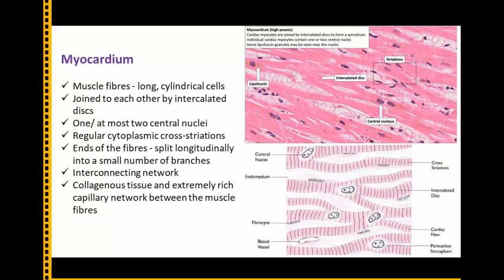Then comes the myocardium. You already know the specific features of these myocardial cells. It has branching muscle cells, usually one nucleus, not more than two. And then intercalated discs, and then striations. So they are specifically made for continuous contraction and relaxing movements. Okay.